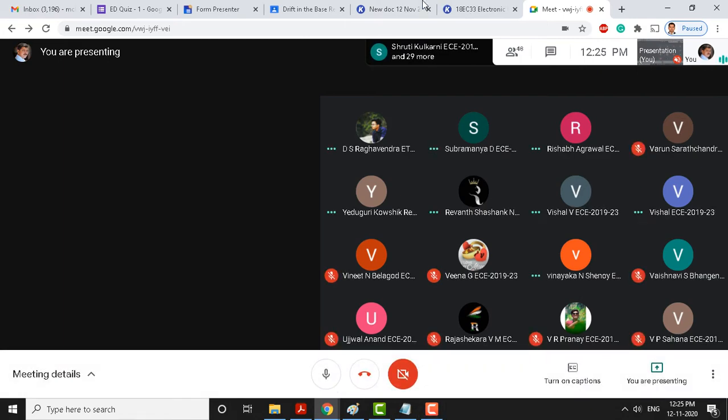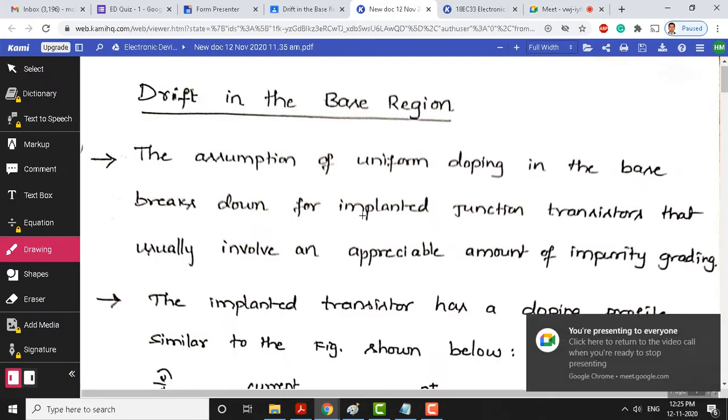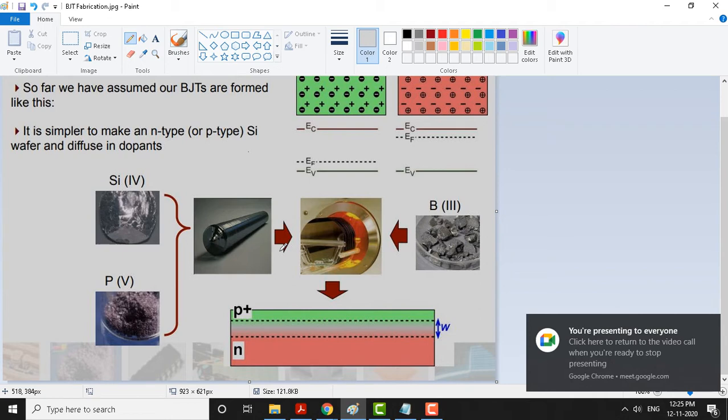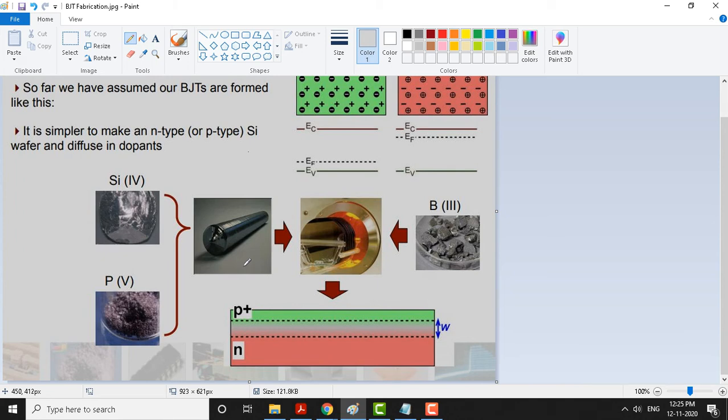Continuing with that, we want to discuss drift in the base region. I just want to show you how exactly fabrication of BJT is done. You are seeing here the base material, in this case we will start with phosphorus as the base material. This is a molten form of silicon that is cut into slices like this, using different sorts of blades.